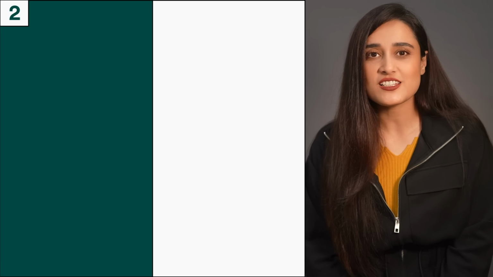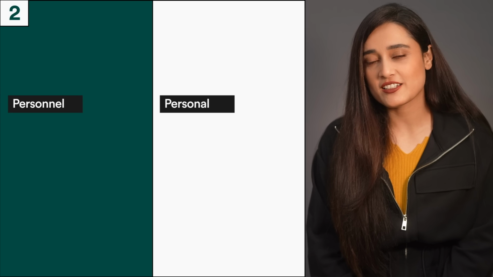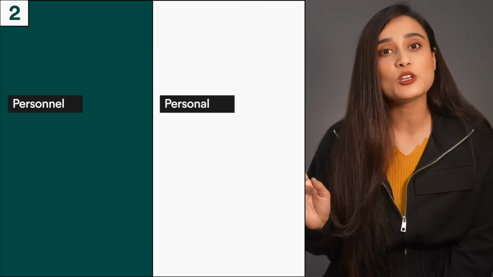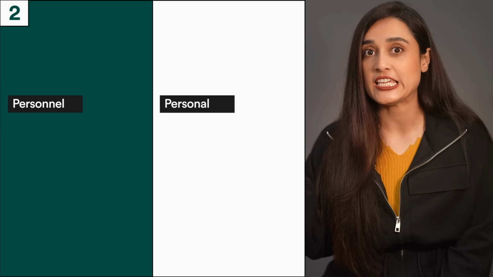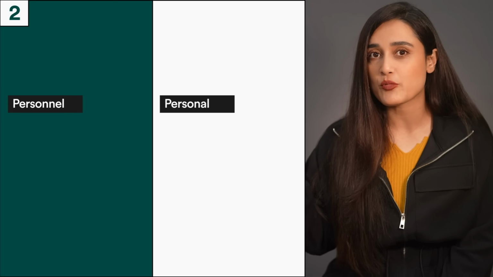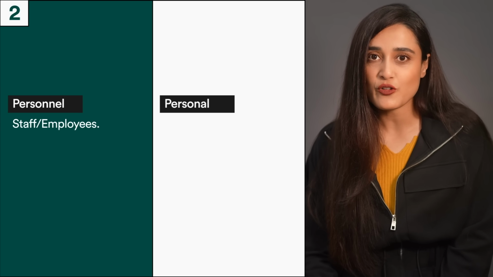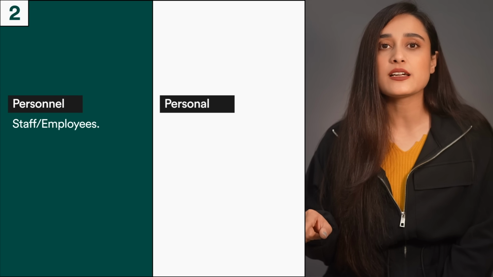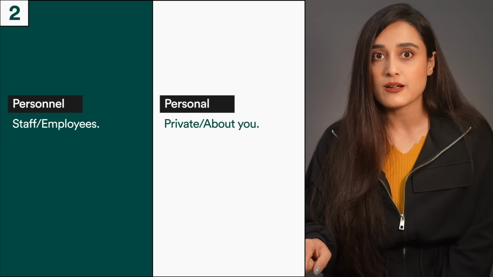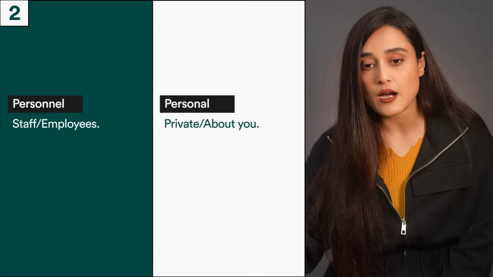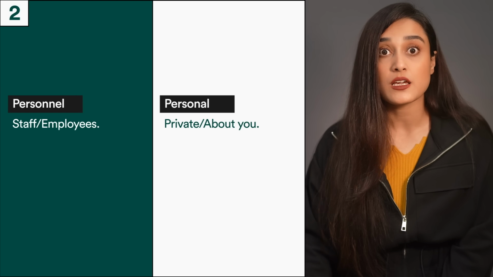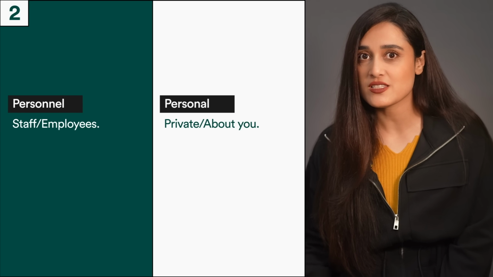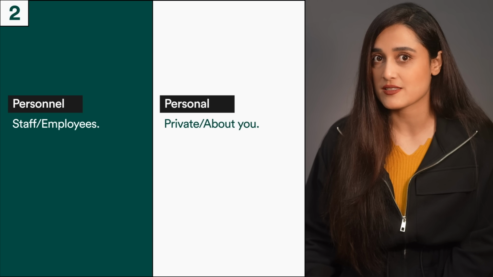Next is personnel versus personal. Now, the pronunciations are different, but they look really the same. Personnel is pronounced with N-E-L at the end. Nel, personnel. Personnel is staff or employees. Personal is something that is private or about you. My personal ideas about money or my personal ideas about financing. But personnel at my office is the staff of my office, right?